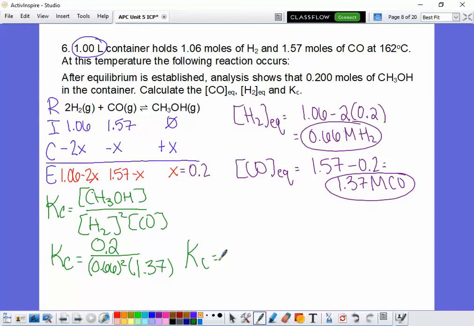So what do you get? 0.335? And remember, we don't report units on our equilibrium constants. Cool? Do you want to do one more together? Sure? Okay.